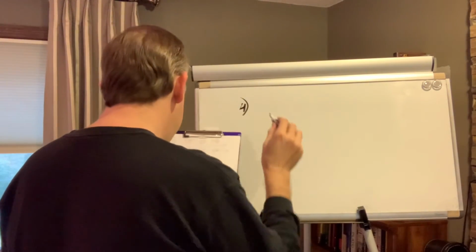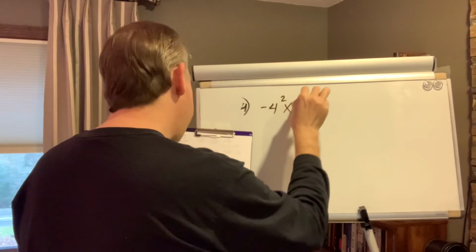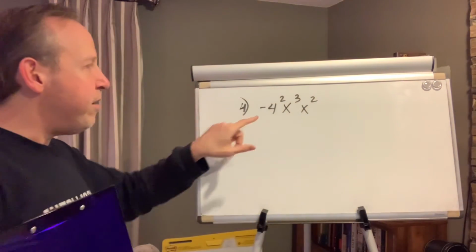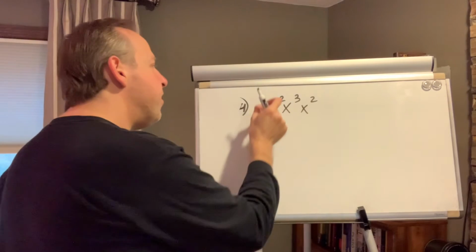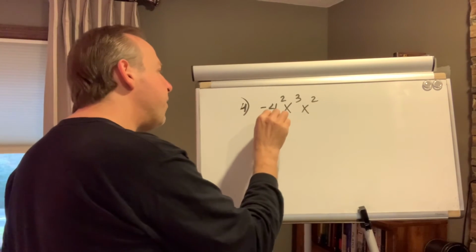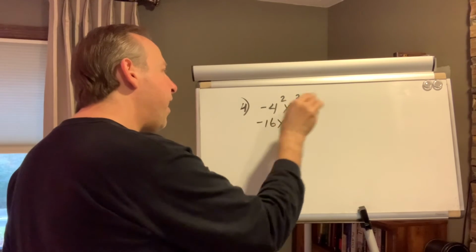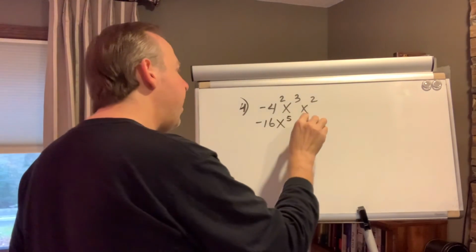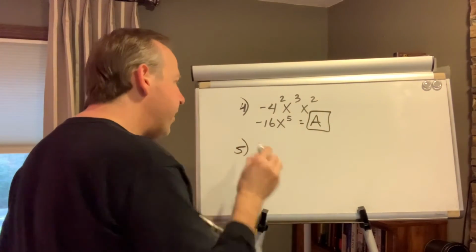4, it just says to simplify. So -4 squared x to the third x squared. Just simplify it. Please understand the negative sign is not part of the squaring, because there's no parentheses around the -4. So that's -16. X to the third times x squared, you add the powers together. -16x to the fifth is a. That was substantially faster than the other problems.